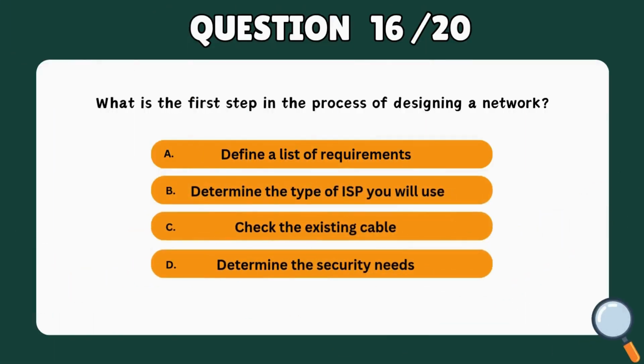Question 16. What is the first step in the process of designing a network? A. Define a list of requirements. B. Determine the type of ISP you will use. C. Check the existing cable. D. Determine the security needs. Correct answer: A. Define a list of requirements.